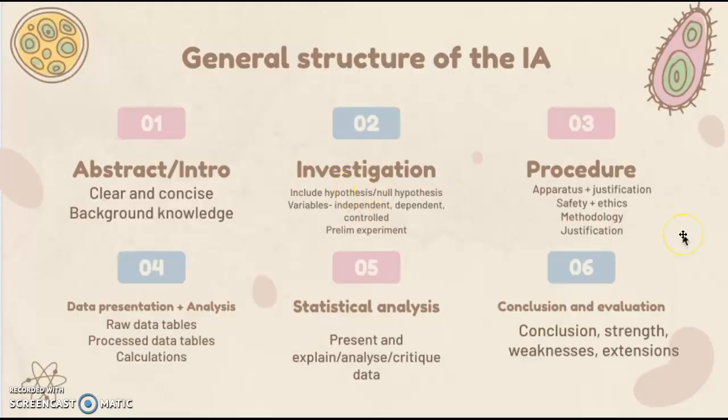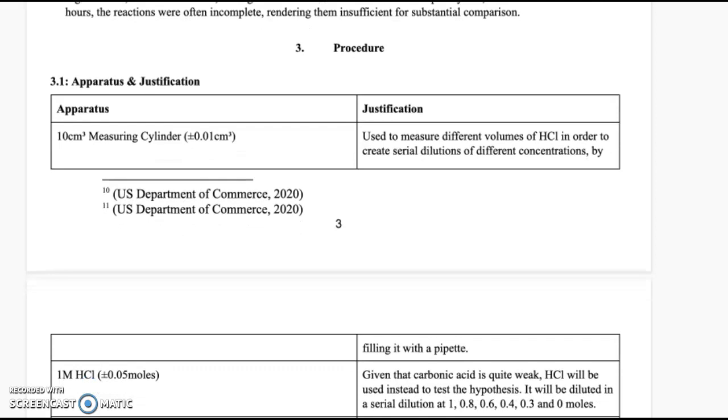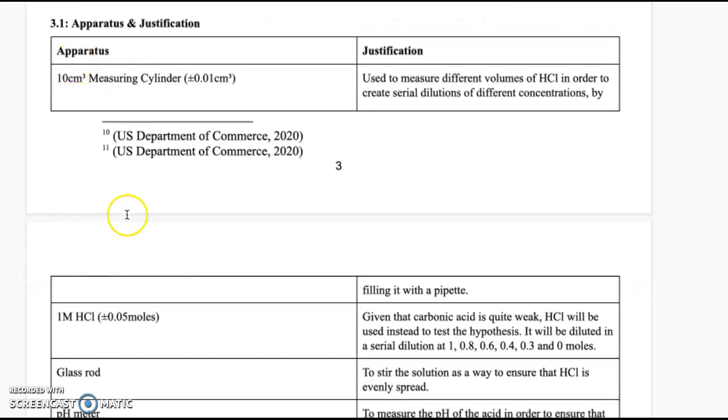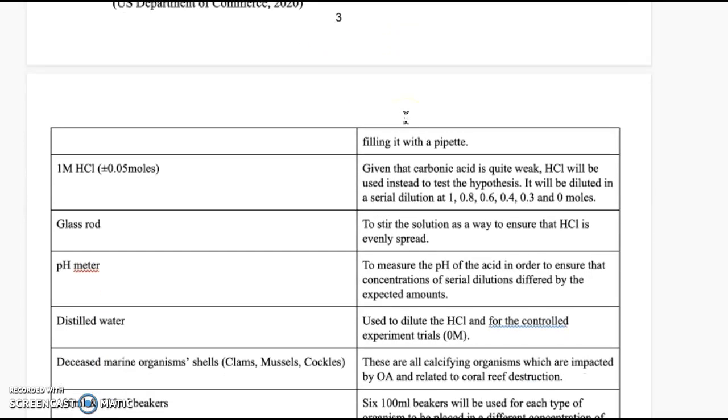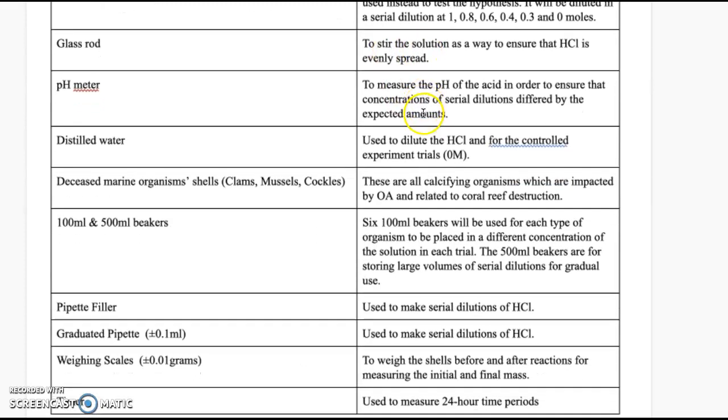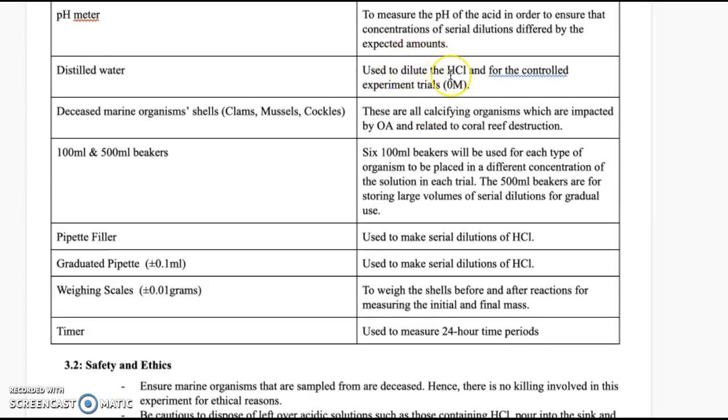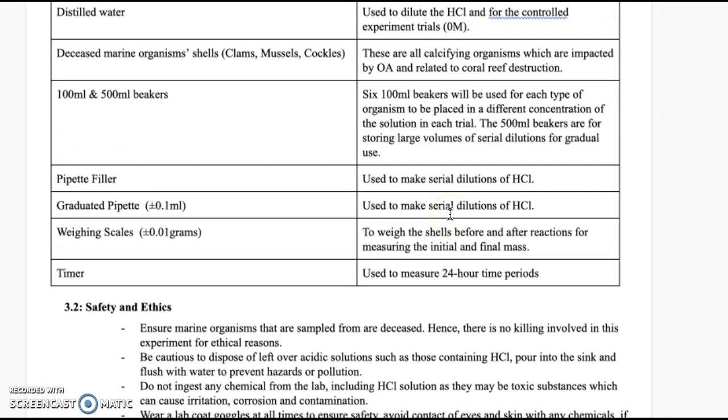Okay, and then you go on to your procedure. So that includes things like your apparatus that you've used, justifications for using these, safety points, ethical points of your investigation if that is something to consider, your methodology and justification for this methodology. So here we have the procedure. Apparatus in the table was the easiest way to do it for me. So I did all the apparatus, then I did justifications for each of them, like to stir the solution, to measure the pH, to dilute the hydrochloric acid, to use serial dilutions, and things like that.